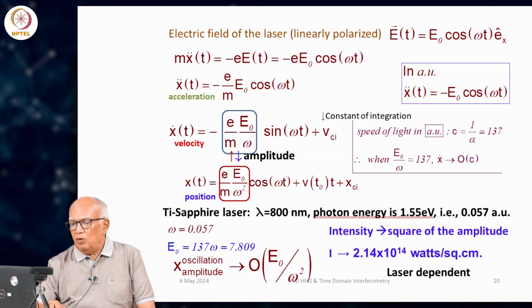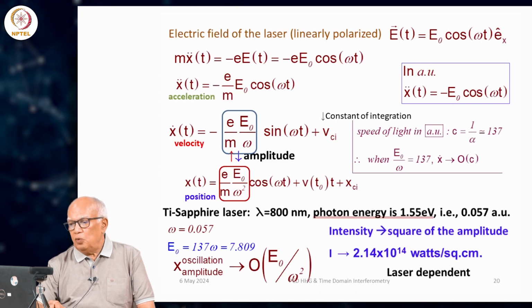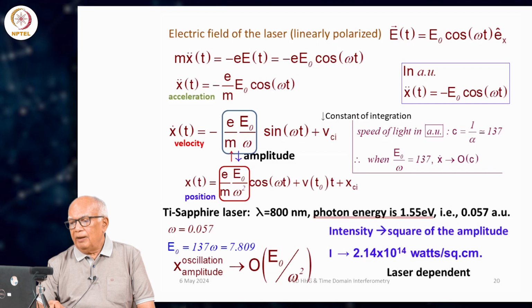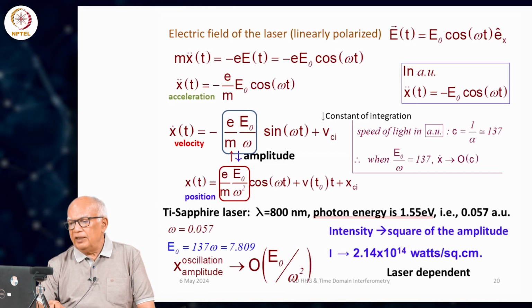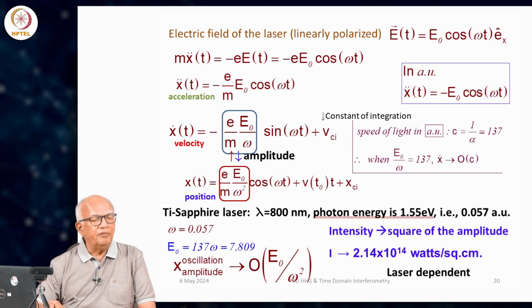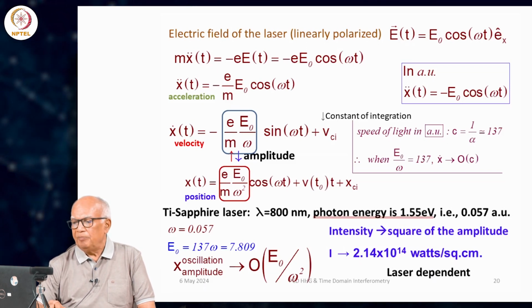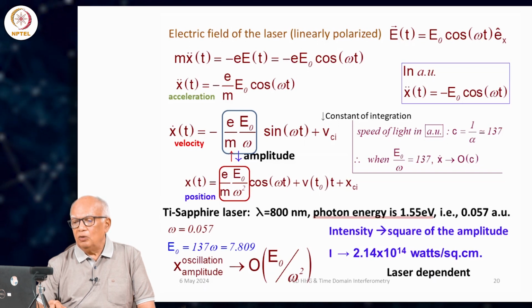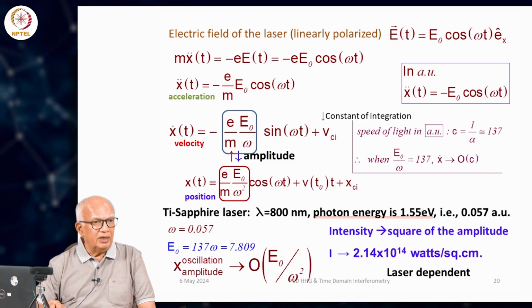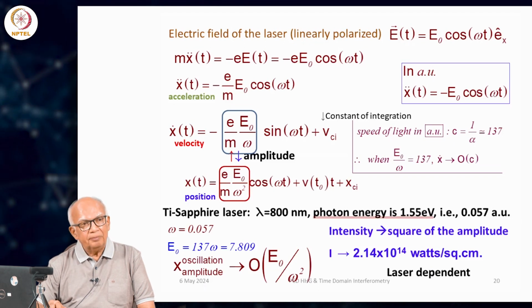The intensity goes as the square of the amplitude, and the powers that we are interested in are of the order of 10 to the 14, 10 to the 15 watts per square centimeter, but it will depend not only on the power but also on the wavelength, as you can see, because it goes as 1 over omega squared.